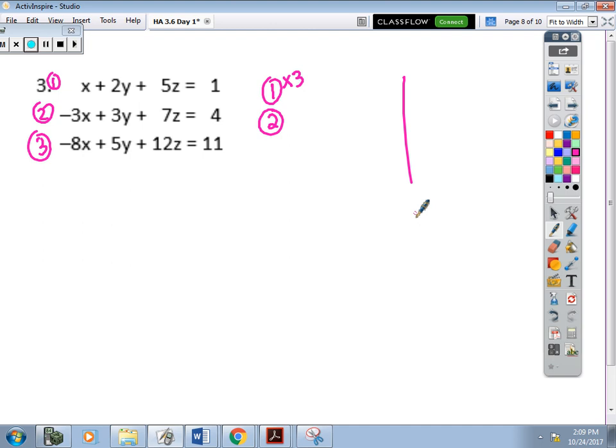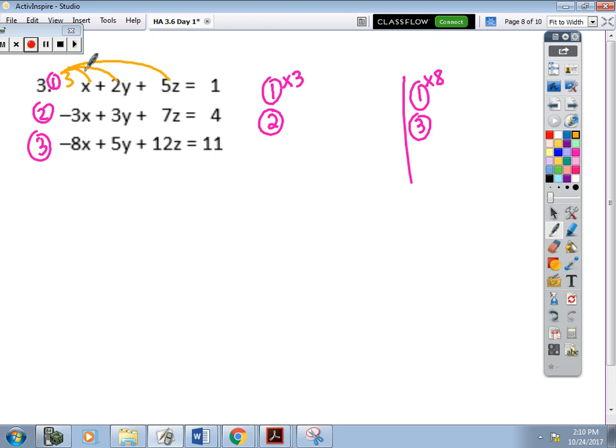My other pair that I'll pick, and there's many options, this just happens to be the easiest one: 1 and 3 I can pick. I can make the 1 become an 8 really easily just by multiplying by 8. So I'll choose equation 1 and equation 3, but equation 1 has to get multiplied by 8. Alright, so let's first multiply this one by 3.